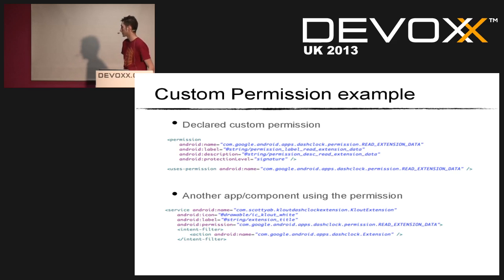So this is just a quick example of declaring a custom permission. This is the kind of stuff you want to set on your services and your content providers and things that you're sharing between apps or want to share with other apps. So just declaring a custom permission, and the example on the bottom is a component that I wrote that declares that it needs to use that permission. So this basically shows one component declaring that it's got data, and the other one declaring it's got permission to use it.